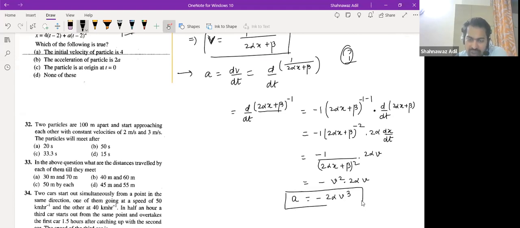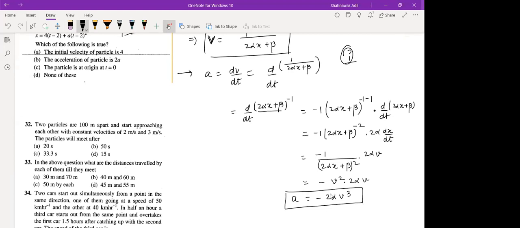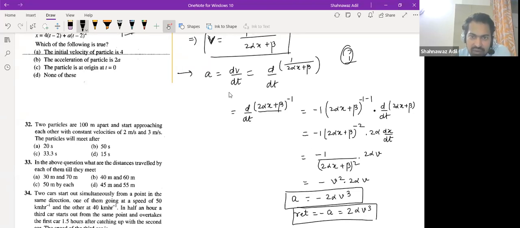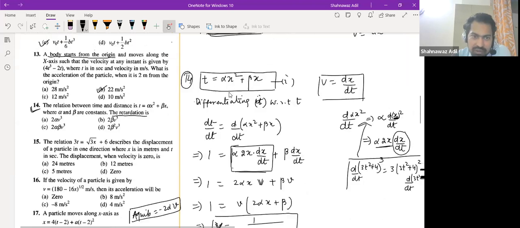Any doubt in this, guys? No, sir. So they are asking about retardation, right? Retardation is negative of acceleration. So this is minus of minus, which is 2 alpha. So this is the retardation. If you guys have any doubt, you can ask me and please note it down.